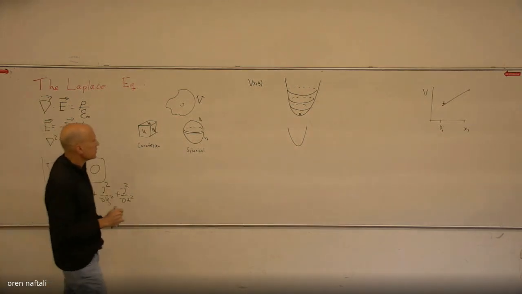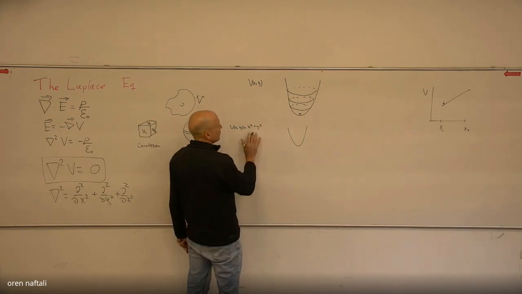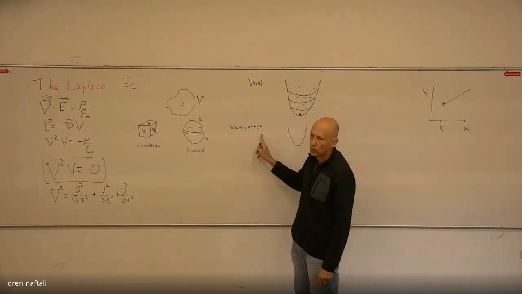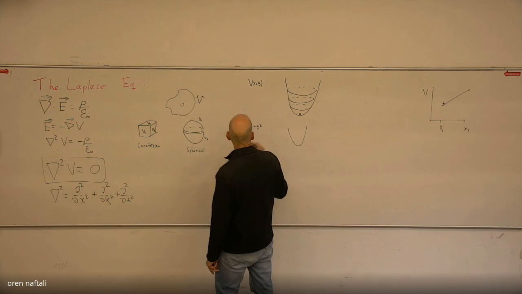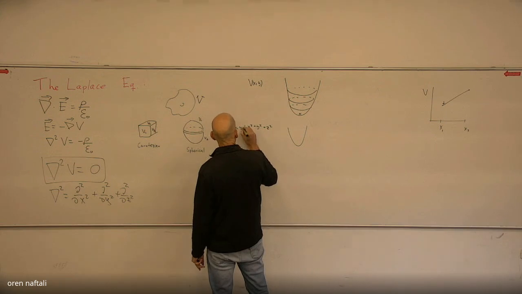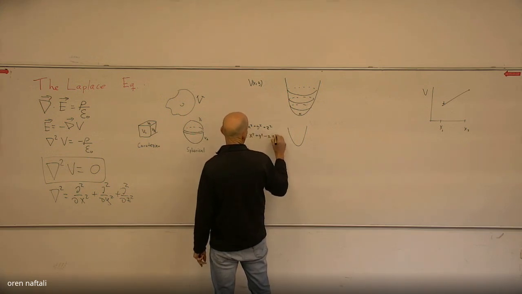You can easily see this because if V(x,y) is x squared plus y squared, in 2 dimensions, the second derivative with respect to x will give you 2, the second derivative with respect to y will give you 2, and this is not solving the Laplace equation. So this is impossible. On the other hand, with z, V(x,y,z), in principle at least, x squared plus y squared minus 2z squared is possible.